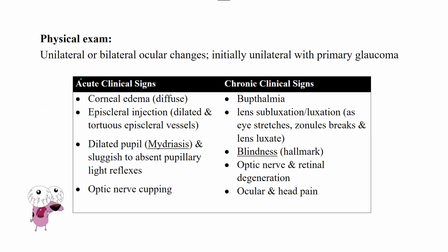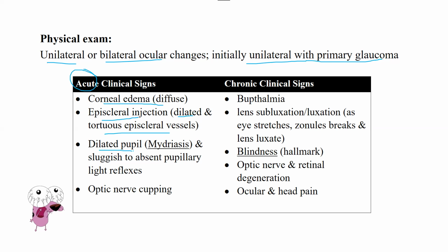Next, as a doctor, you are going to perform the physical exam, and in the physical exam, what you are going to see are unilateral or bilateral ocular changes. Initially unilateral with the primary glaucoma disease. Then if it's an acute disease, or the dog is presented in the early stages of its disease, what you are going to see is corneal edema that is going to be diffuse. Episcleral injection, which means dilated and tortuous episcleral vessels. I have already given a separate lecture on these individual clinical signs in my previous videos. If you are seeing this lecture in a series, you are going to well understand what episcleral injection is.